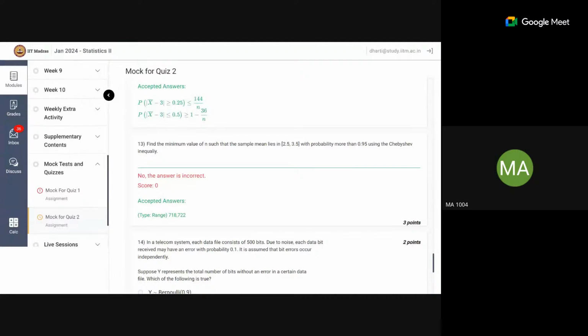Okay, so question number 13 is find the minimum value. Ma'am, sorry, ma'am, can you write just the formula for using that weak law of large numbers, ma'am? The same, delta. Yes, delta, ma'am. Just the formula. Okay, do you remember the formula? Please.